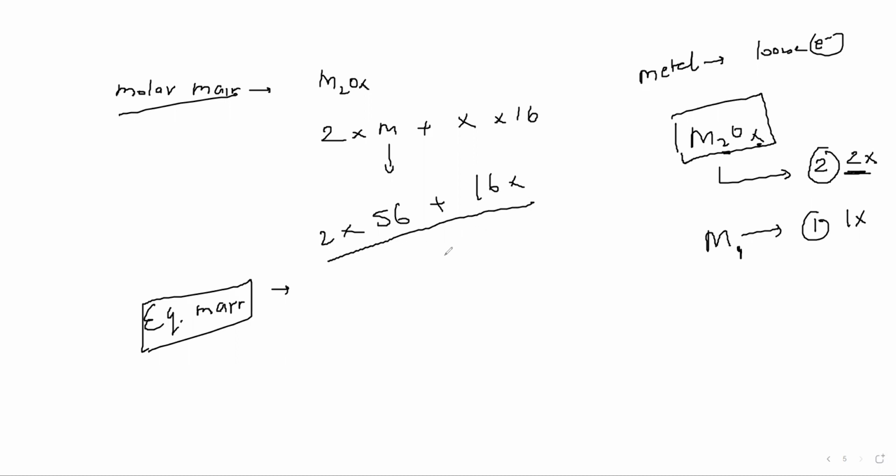Sir, why 2x multiplied by X? Because we want oxygen. Oxygen is X here. We want the oxygen atoms. We can also find it by that 2 into 56 plus 16x? No, we can't find it from that method. This is a different method.